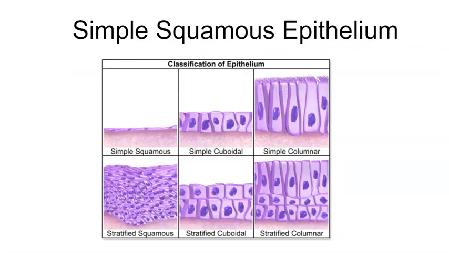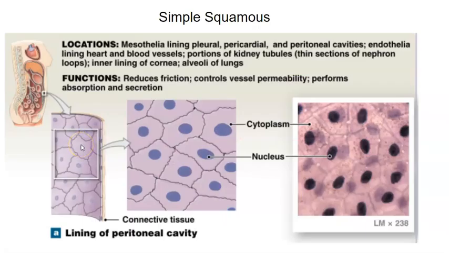Now let's go through some examples of epithelia. First, let's look at simple squamous. So notice simple means one layer, and squamous means flat or plate-like. So we already discussed that simple squamous epithelium is found in a variety of locations in the body. This is what it looks like.